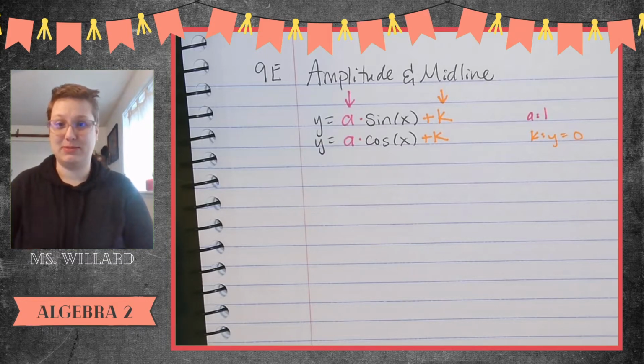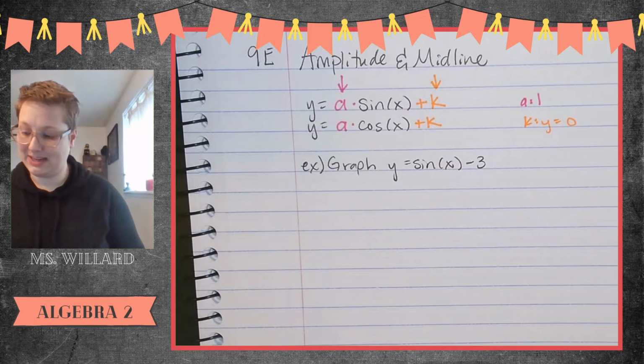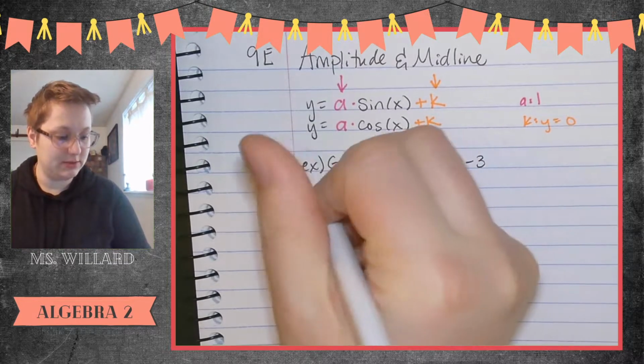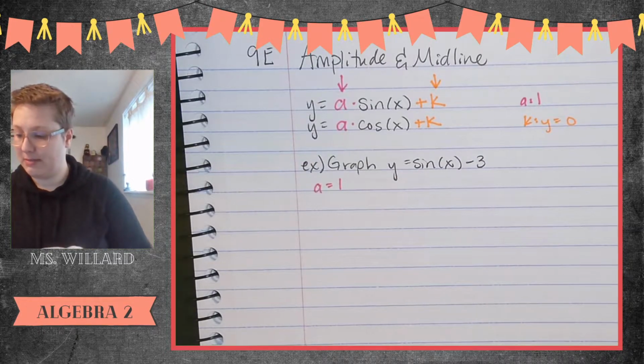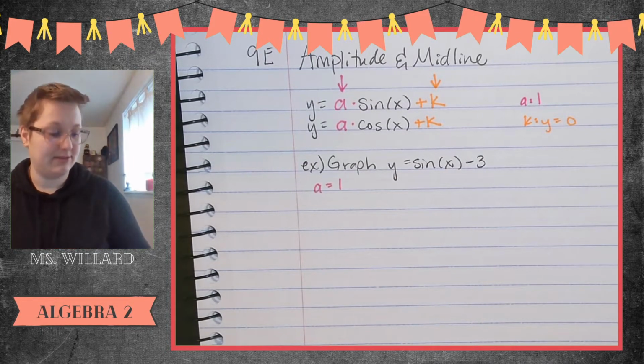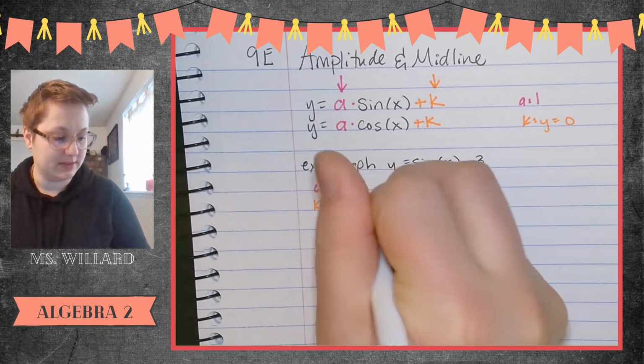So let's do some examples. So here's our first example. Y equals sine of x minus 3. I don't have any new amplitude, so my amplitude is going to stay 1 because there's no number in front here. But we are going to shift the graph down. So our new K, or our new midline, is at y equals -3.